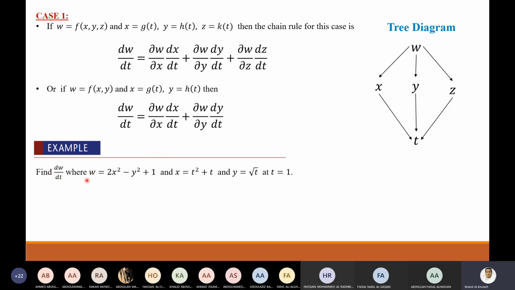Find dw by dt, where w is 2x squared minus y squared plus 1, and x is equal to t squared plus t, and y equals square root of t. He needs to find the value at t equals 1. Let me show you here.